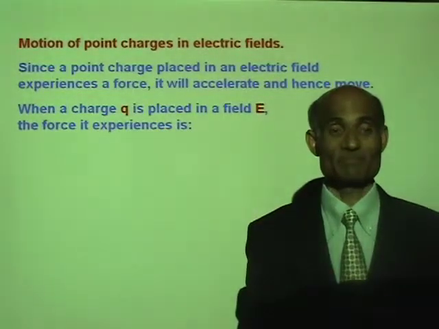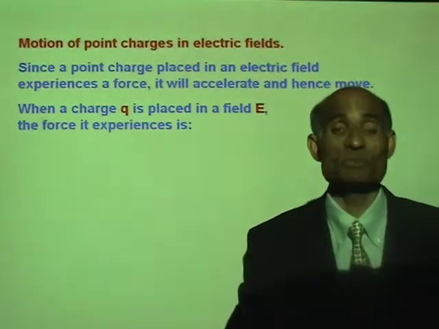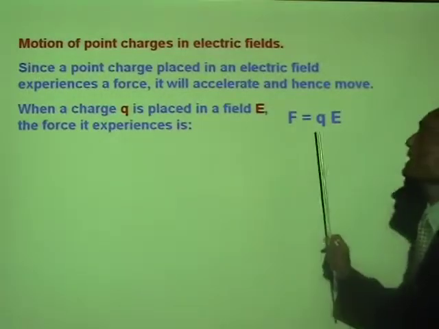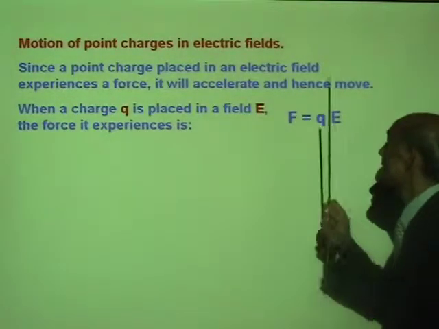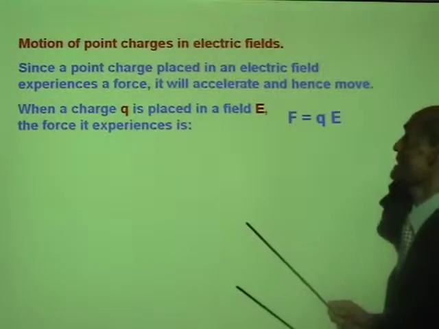Alright, did you get it? The force will be E times Q. Is that right? Or Q times E. The force experienced by a charge Q placed in an electric field E is F equal to Q times E.